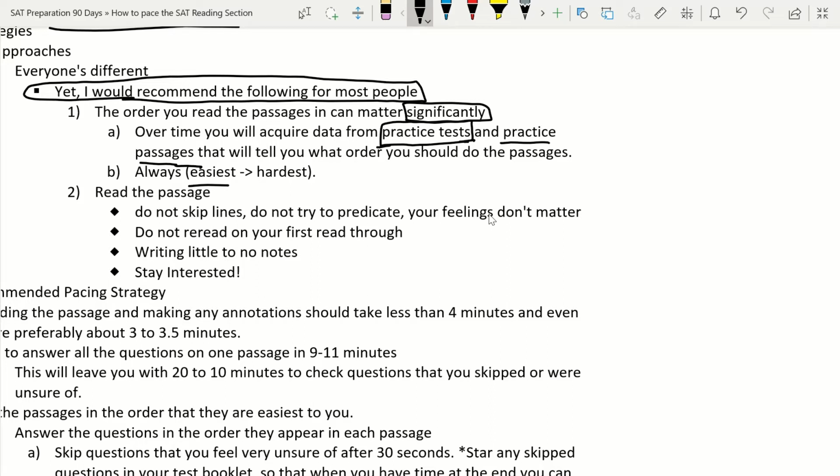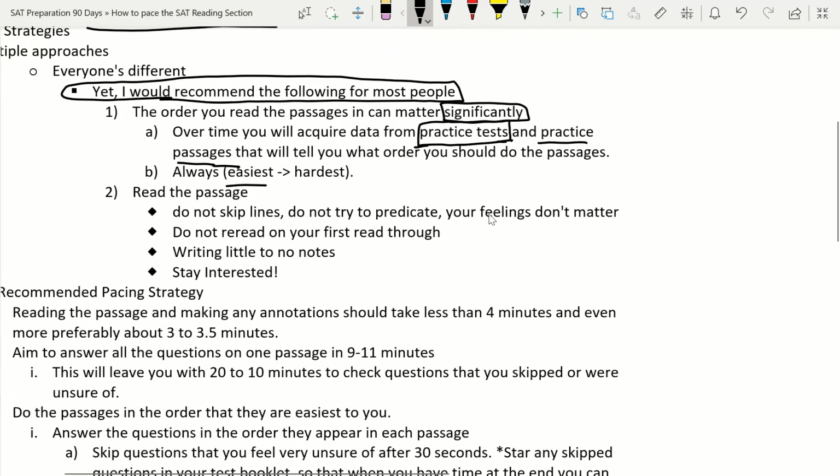But yeah, always go from the easiest passages to the hardest passages. Okay, so that means just understanding which passages you're better at. If you're better at science, start with those. If you're better at history, start with those. If you're better at social science, start with that. So always go easiest to hardest for you.